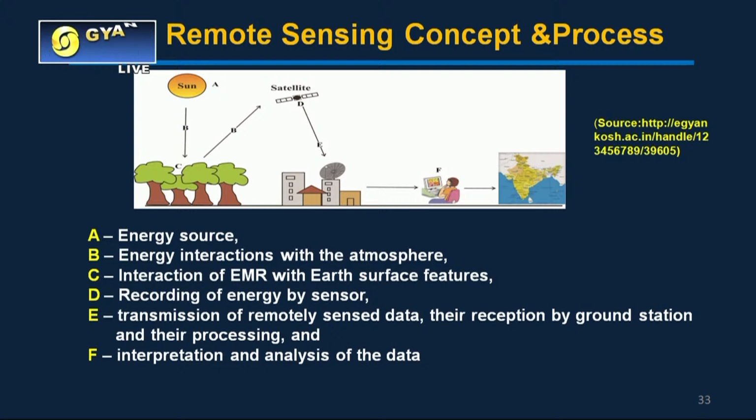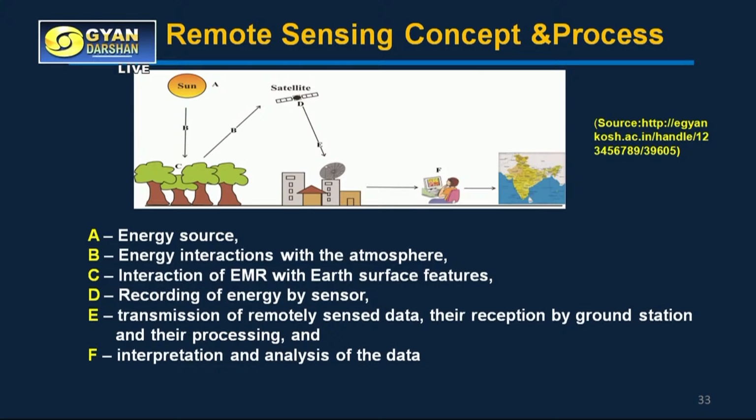Here you can see a figure where I am going to discuss the remote sensing concept and the processes. You see, A is the energy source like the sun, then B is the energy interaction with the atmosphere. C is the interaction of electromagnetic radiation with Earth's surface features. Then D is the recording of energy by the sensors. And E is the transmission of remotely sensed data, their reception by the ground station, and there in the ground station the processing is also done.